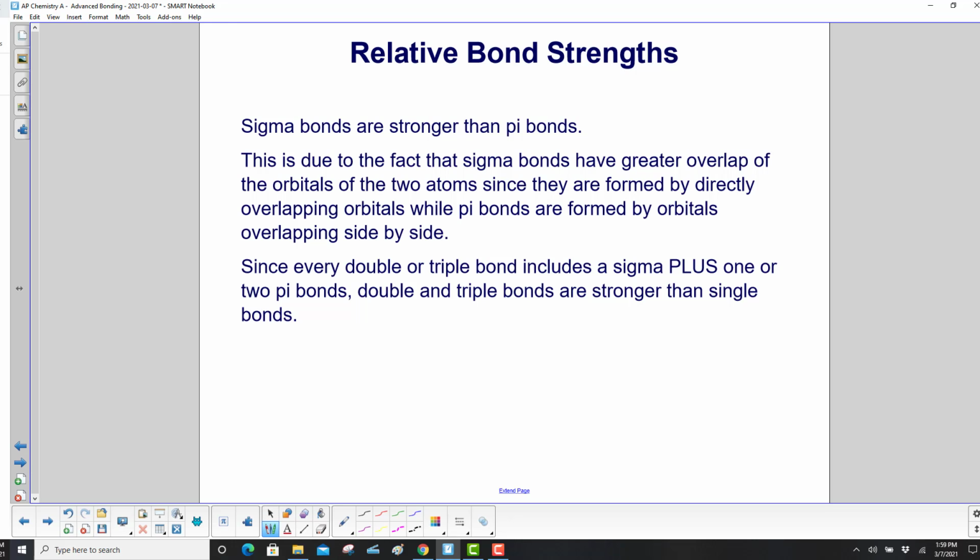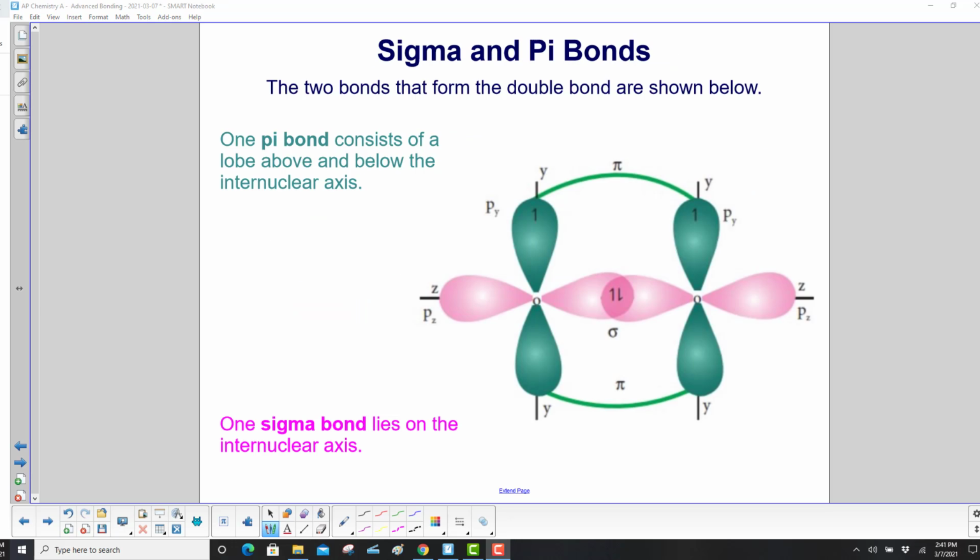This is due to the fact that sigma bonds have a greater overlap of the orbitals of the two atoms, since they are formed by directly overlapping orbitals, while the pi bonds are formed by orbitals overlapping side by side. Since every double or triple bond includes a sigma plus one or two pi bonds, double and triple bonds are stronger than single bonds. The two bonds that form the double bond are shown below.